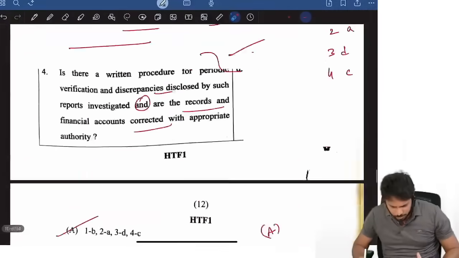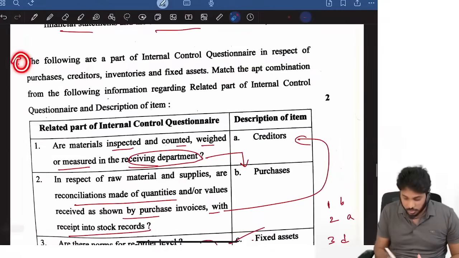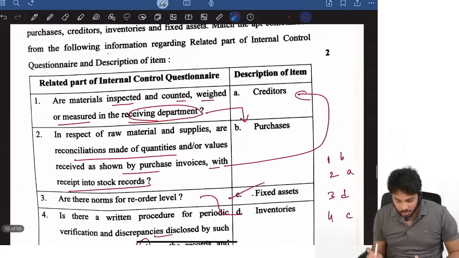Okay. Now here there is one more question. I think somebody is saying there is one more question. The 10th question. Sorry. They are asking the 10th question. Correct. I'm sorry. The 10th question.